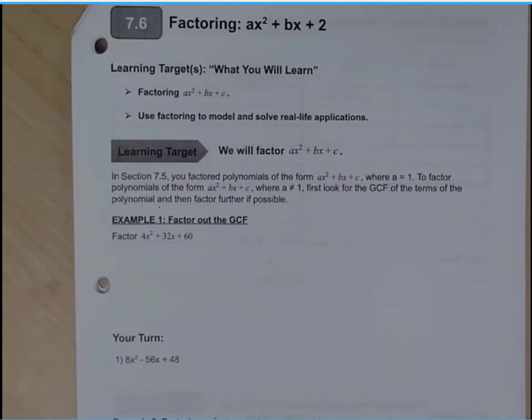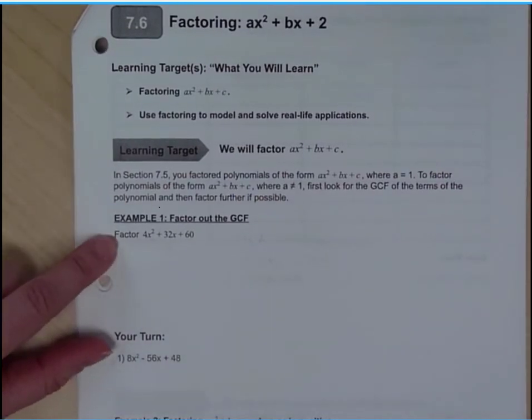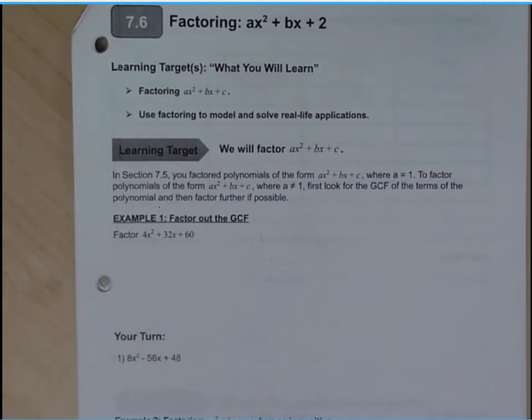In today's lesson, we're going to learn how to factor trinomials with a leading coefficient of something other than 1. In the last lesson, we learned how to factor without that leading coefficient. Now, what we could do here sometimes is find a GCF and factor that out to see if we can get rid of this leading coefficient.